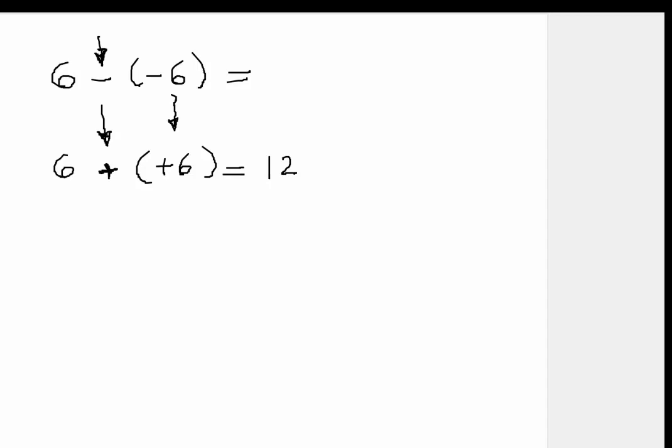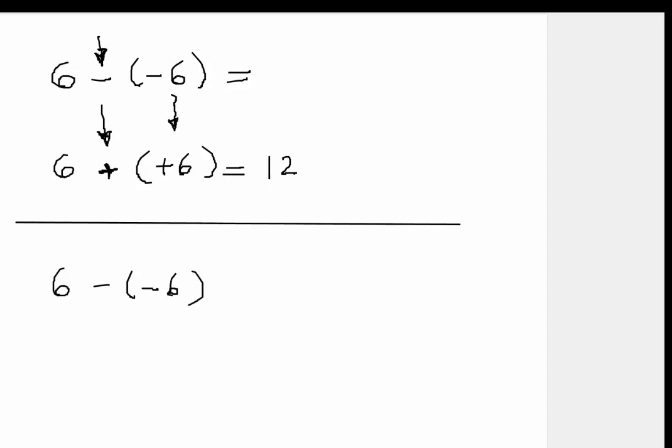Now, you can also look at this as if you have 6 minus minus 6, and look at these two signs, negative and negative would be positive. That's another way to look at it. So it would be 6 and 6, so that would give you 12.